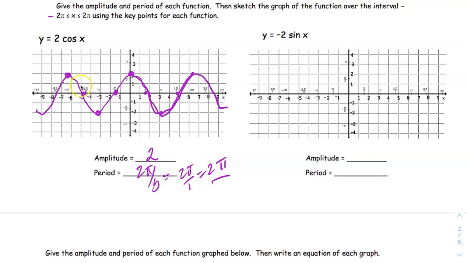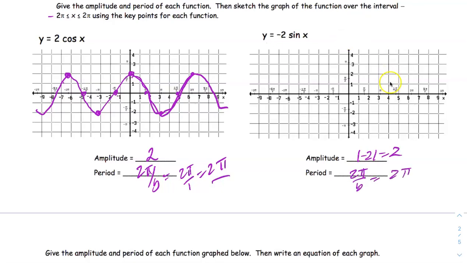Okay. So that's the graph for the whole way. Next one here, negative 2 sine x. So my amplitude is negative 2, but actually it's just 2, because it's how high and low you go. My period is 2 pi over b. My b is 1, so just 2 pi.